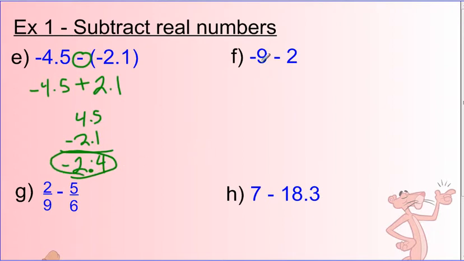Letter F, negative 9 minus 2. Okay, so negative 9 plus a negative 2. The signs are the same, so we add, keep the sign of the bigger number, negative 11.